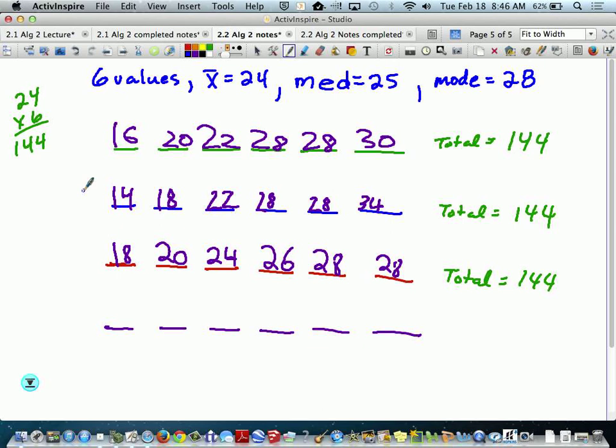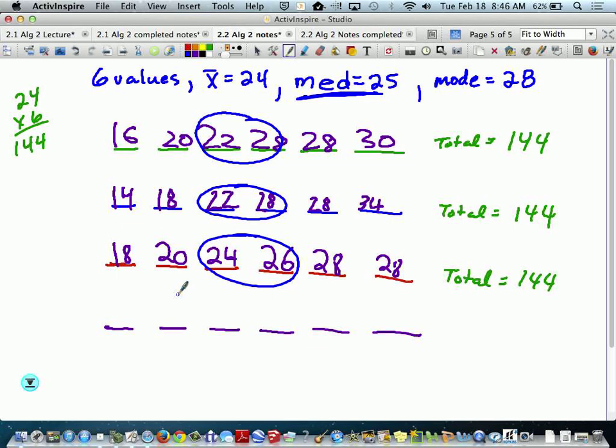Then I would go back and I'd look for the median. So this is a set of 6 values. So I look right here. Do these two numbers, what am I checking? Do they add up to 50? Because the two middle numbers to get a median of 25 have to be an average of 25. So 22 and 28, 22 and 28, 24 and 26. All 3 of those add up to 50. So the median will be 25. Great. Then the last thing I'm doing is I'm looking for a mode of 28.